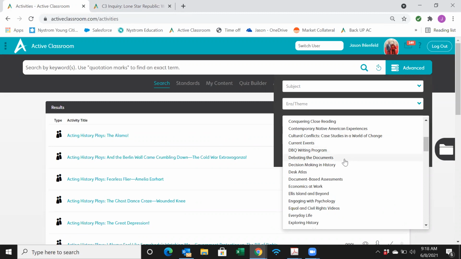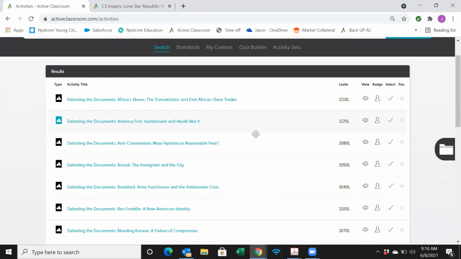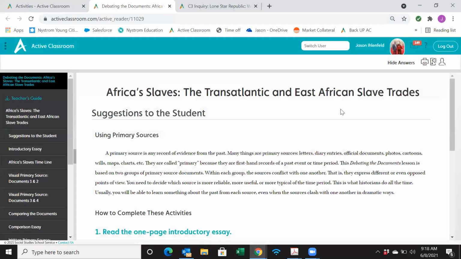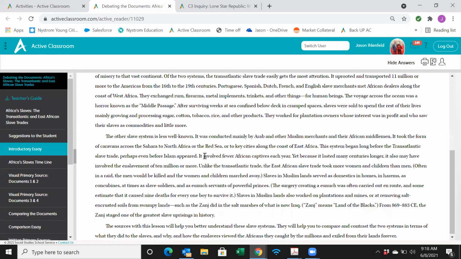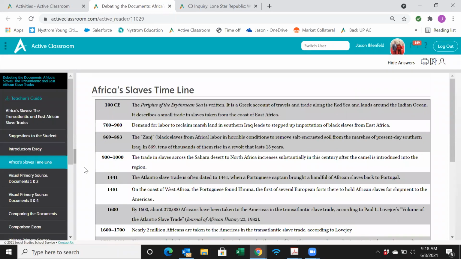Debating the documents. This is another fantastic one. It's kind of similar, so I'm not going to spend a lot of time on this. It's similar in some ways to the C3, but it's more built around this idea of a debate and a discussion. So we've got, again, an introductory essay. It's real short, a timeline to help give some additional context. Then we have 2 sets of primary sources.